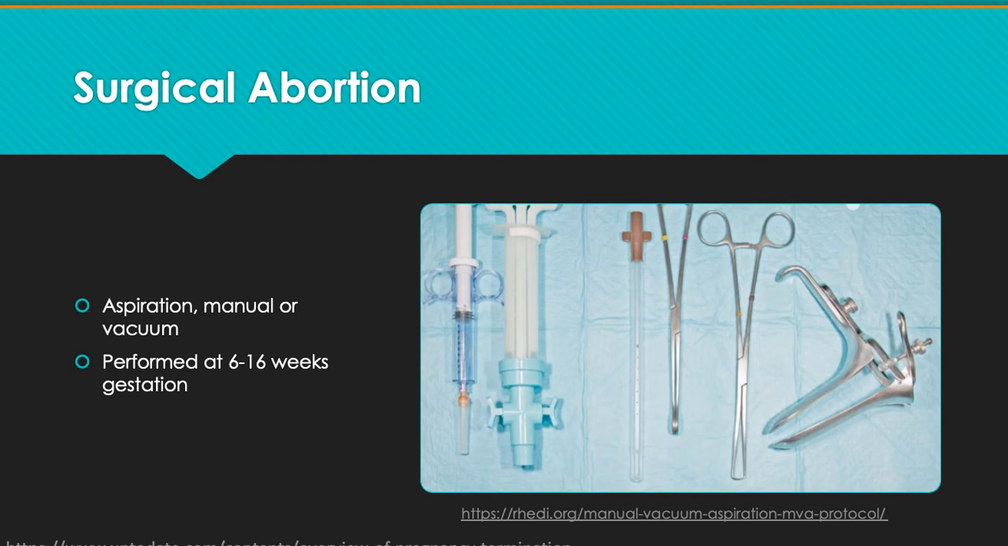The procedure is brief, usually around 10 to 15 minutes. Patients can expect to experience cramping during and for a few days after the procedure, as well as a few weeks of irregular bleeding. Patients should take antibiotics and pain relievers as needed afterwards.